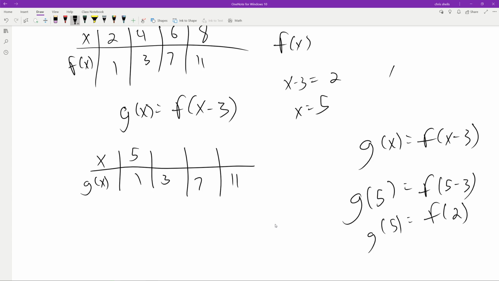I do the same thing here. I do x minus 3 equals 4. X equals 7. Okay, so you see that I'm adding 3 to these input values because inside these parentheses I'm subtracting 3 from them, right? So I'm going to reach the same output values later on in this function.